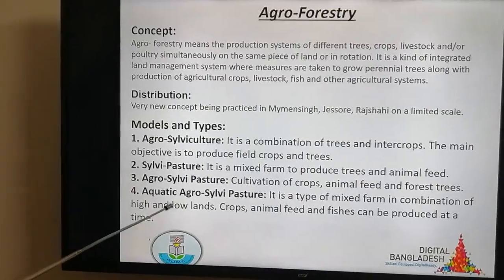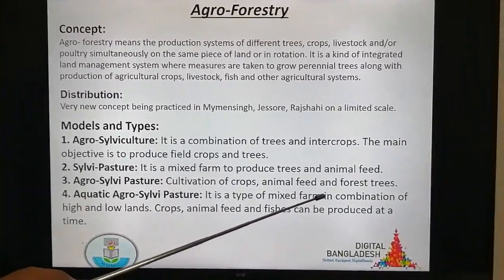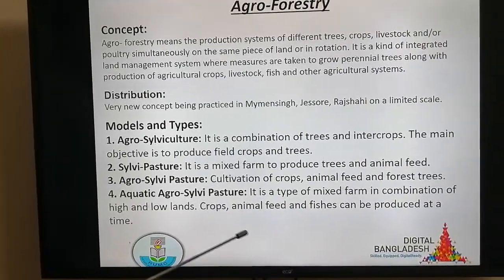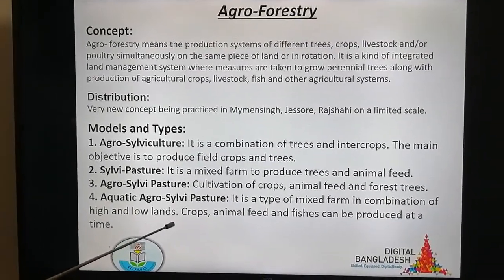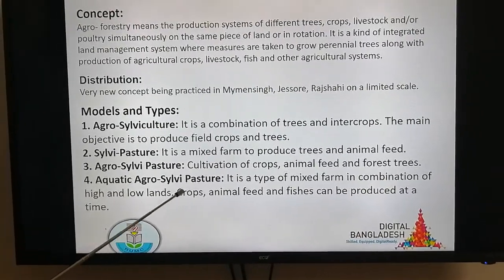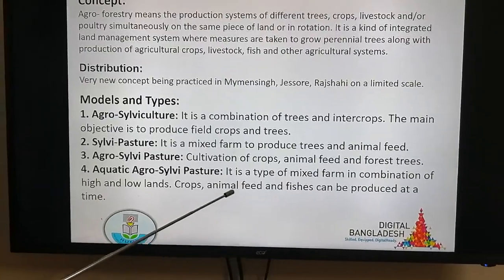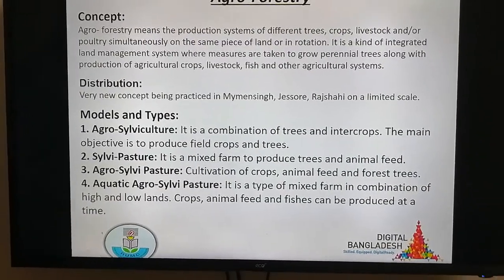And the next one is aquatic agro-silvipasture. It is a type of mixed farm in combination of high and low lands. In lowlands, we can produce fishes, and on highland, we can produce crops, animal feed, and other types of intercrops if necessary.